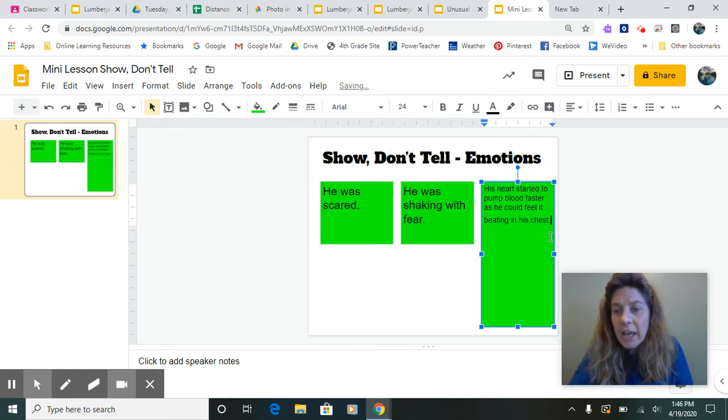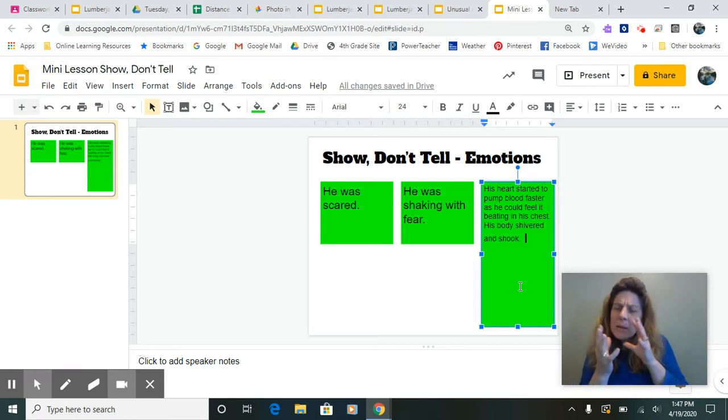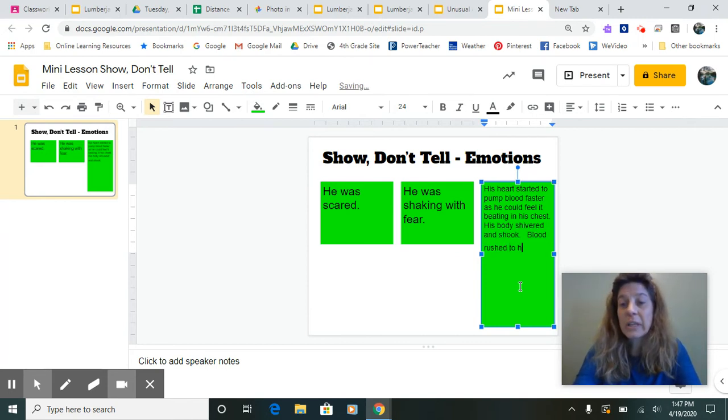In his chest, his body shivered and shook. Now I'm getting a better picture. His heart started to pump faster as he could feel it beating in his chest. His body shivered and shook. Blood rushed to his face.